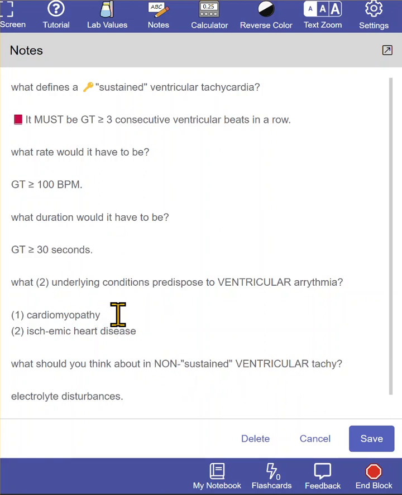And if that's the case, the underlying conditions which predispose to ventricular arrhythmia are cardiomyopathy and ischemic heart disease. But what should you think about for non-sustained ventricular tachycardia? You shouldn't be thinking about cardiomyopathy. You shouldn't be thinking about ischemic diseases, which are very, very serious. You should be thinking about something else that's very serious, which is electrolyte disturbances, as the cause, not the effect.